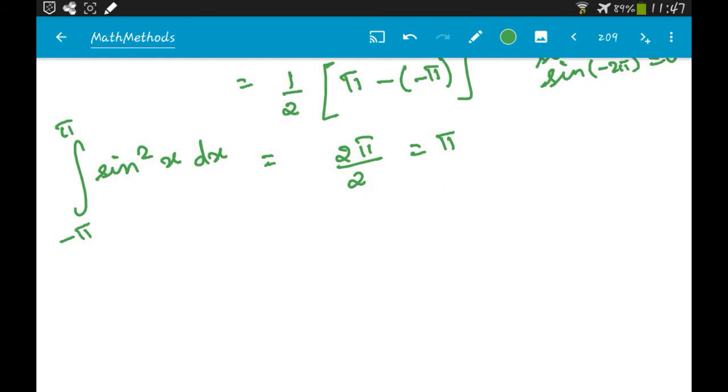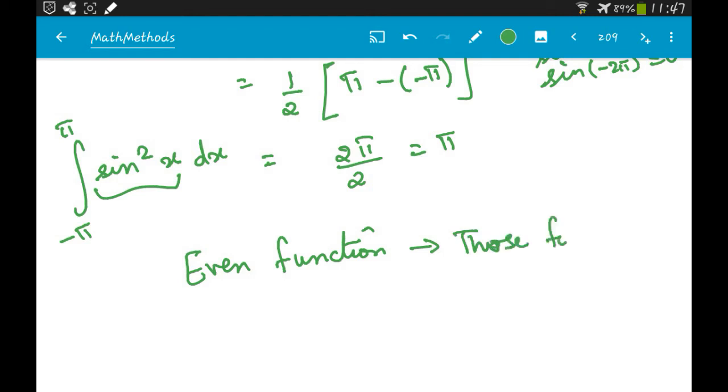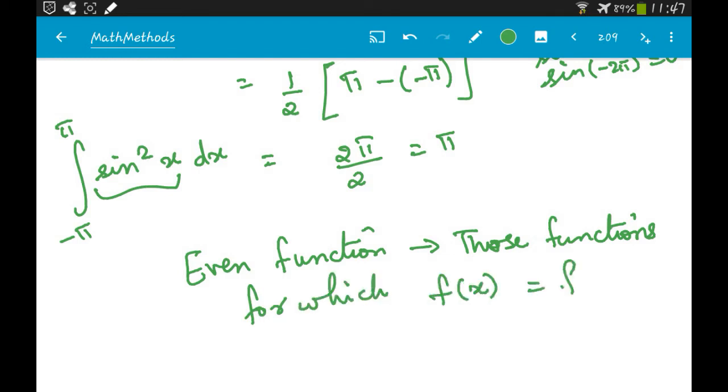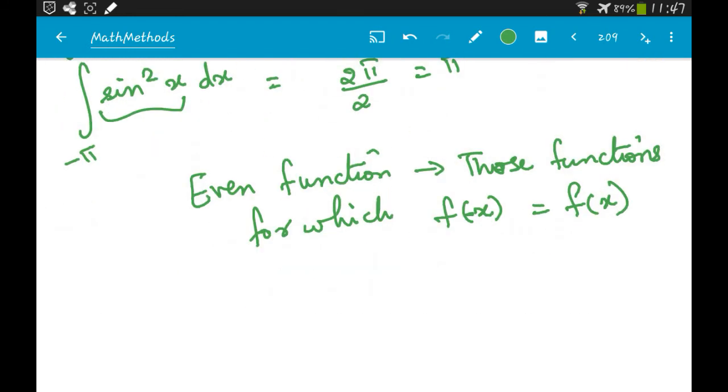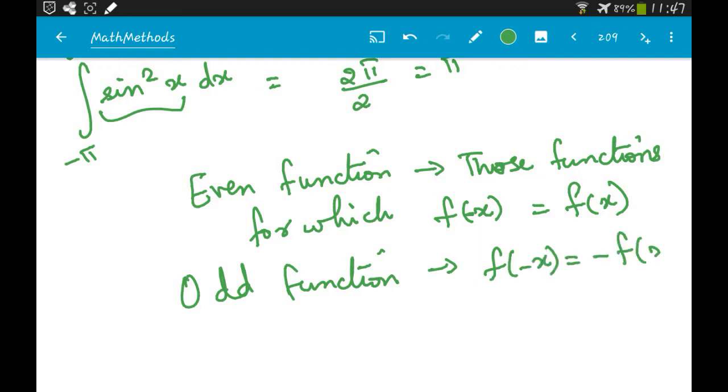Similarly, also notice that this is an even function, right? What is an even function? Even functions are those functions for which f of minus x is equal to f of x. And odd functions are those for which f of minus x is minus f of x.